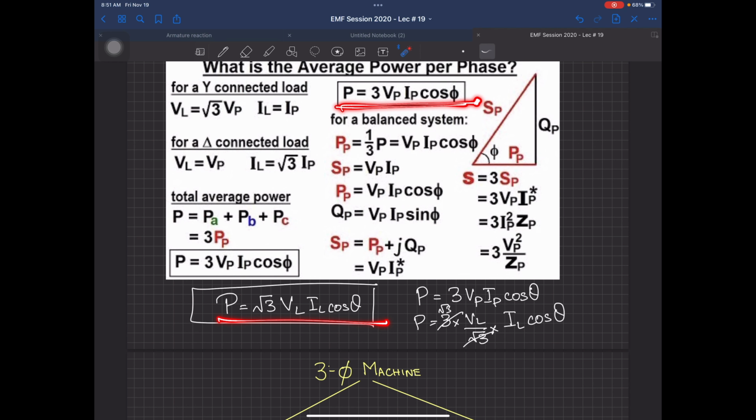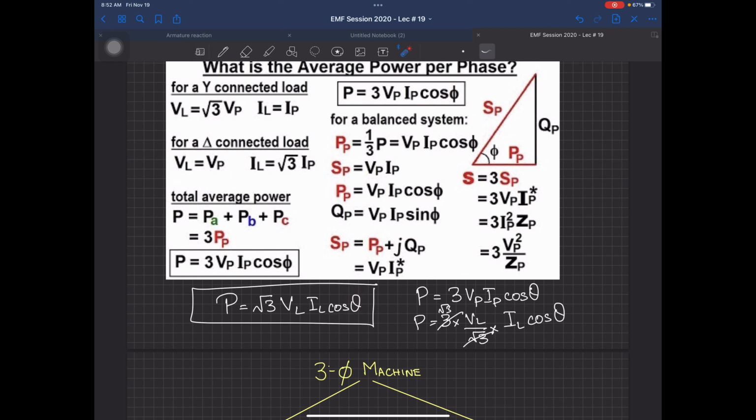So this P can be expressed either in terms of the line quantities or the phase quantities. Now I leave this question to you. Please find out why the power factor is the same in both. Can anyone tell me why we did not change the power factor? Because line current and phase current, they both are same over there. There is no difference, so this angle theta remains the same.